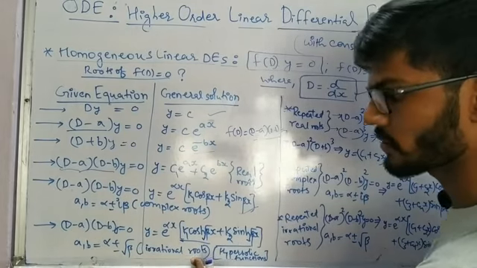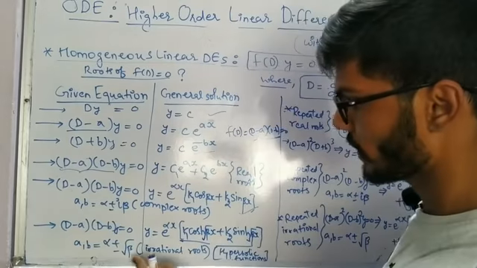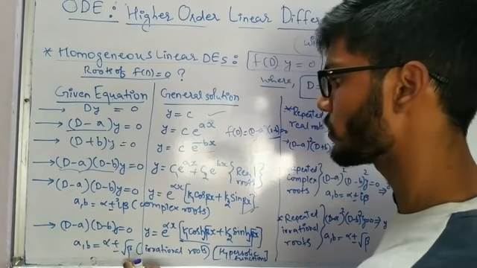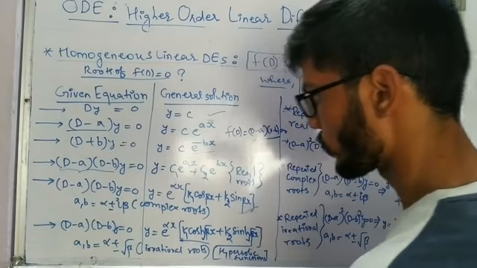Instead they are irrational roots, so alpha plus minus root beta. In the case of complex roots we have iota terms here. In the case of irrational roots we have root over beta terms over here.